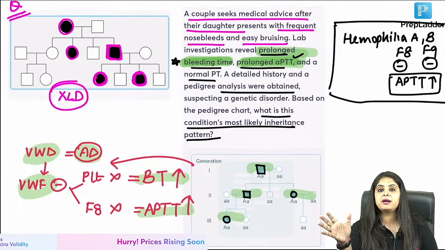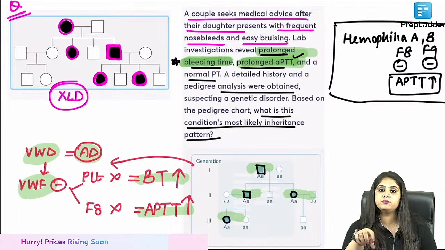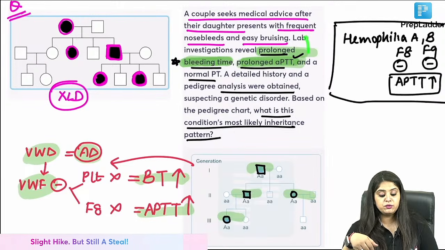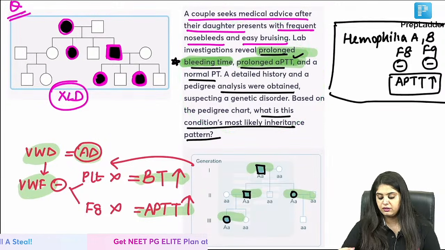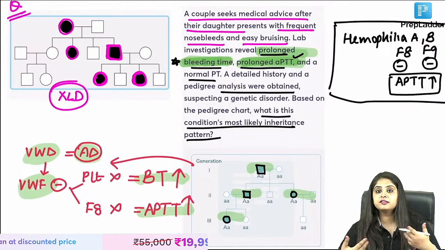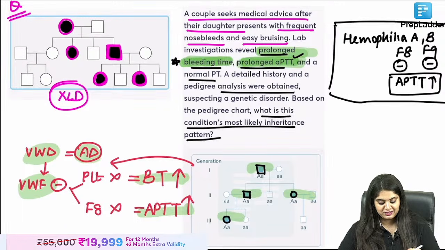What you've done for hematology is memorize your diseases, and then you keep forcing those diseases as your answers. No, it has to be the other way around. You have to see the patient and then come to a diagnosis, not make a diagnosis and then force it onto the patient, right? This is not something that you have to do in practice also.